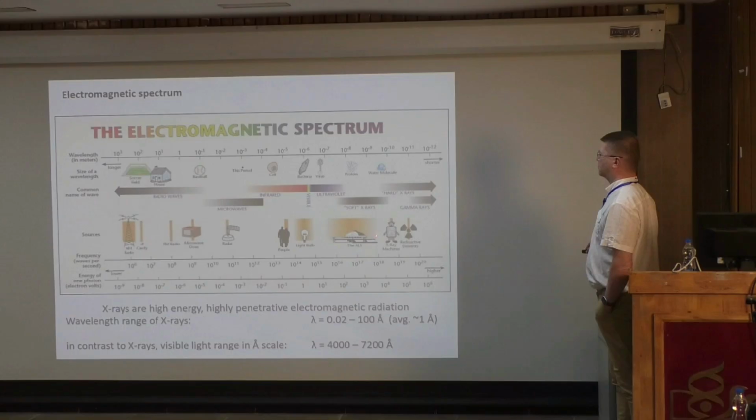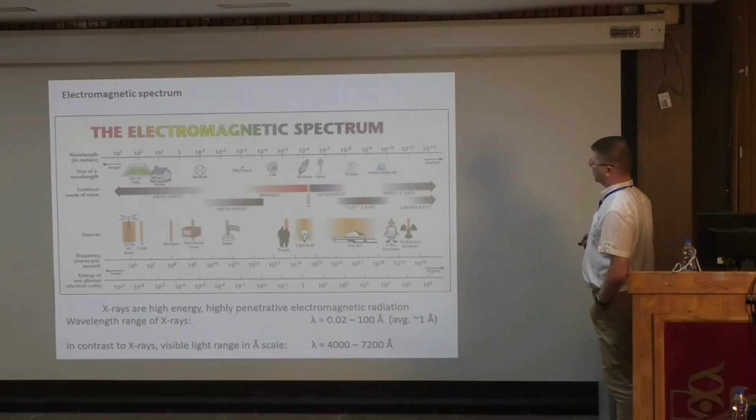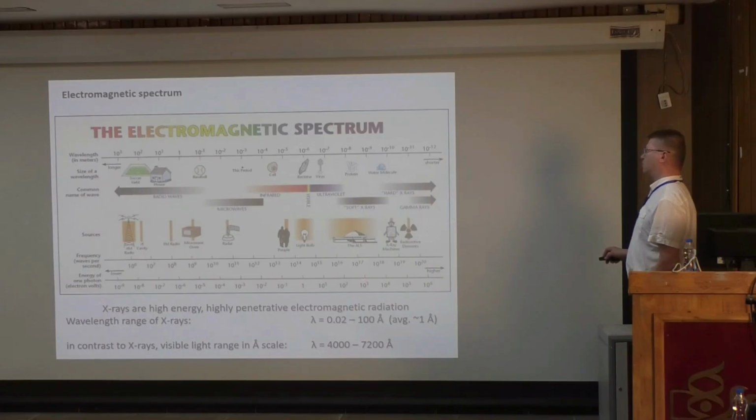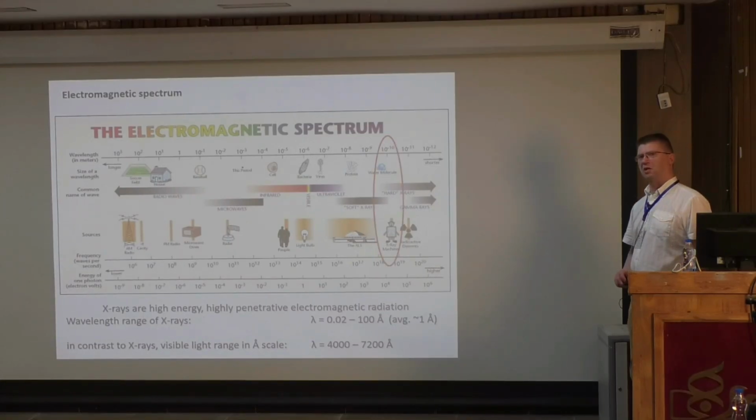And then X-rays, we can have a cyclotron, or here the robot-looking X-ray machine, because it is actually a robot. And the point is that X-rays are high energy, highly penetrating electromagnetic radiation in this wavelength range. So this is where we have to be in order to see atoms.